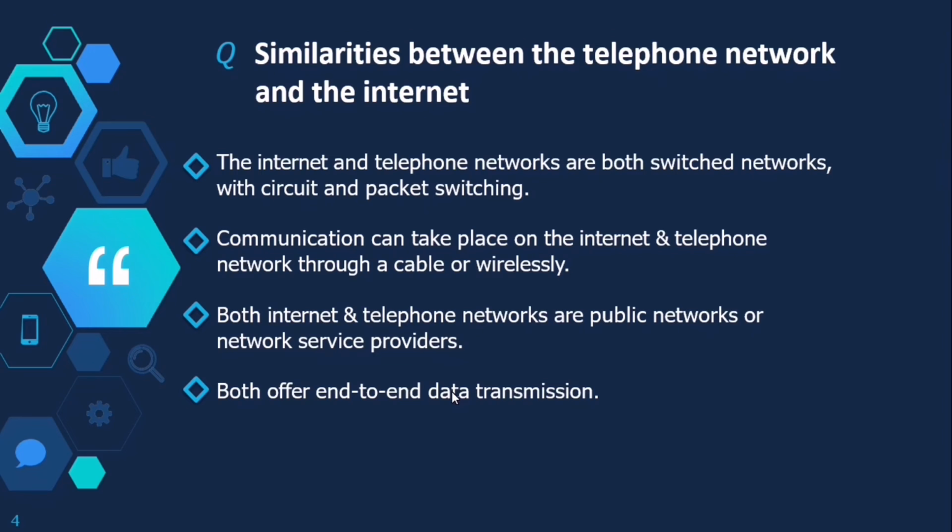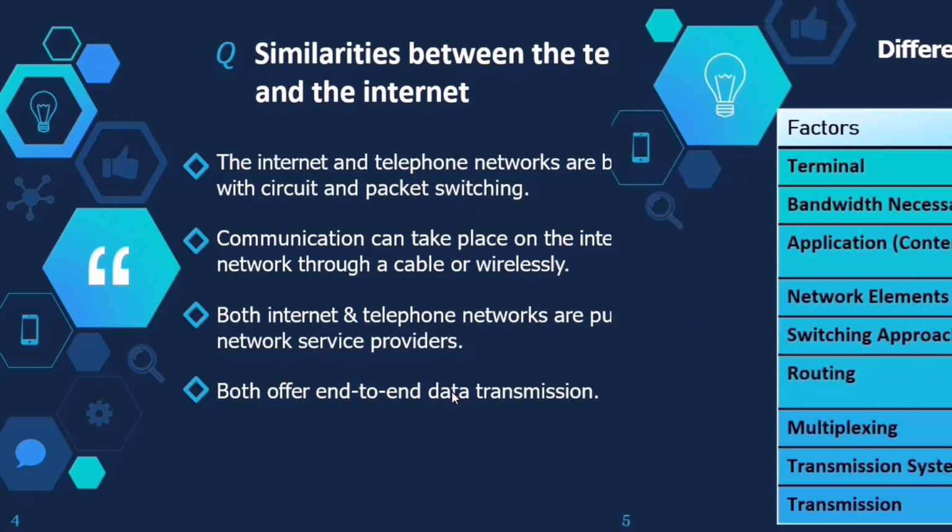Next, there are a few similarities between the telephone network and the internet. Number one, the internet and telephone networks are both switched networks with circuit and packet switching. Number two, communication can take place on the internet and telephone network through a cable or wirelessly. Number three, both are public networks run by network service providers. And lastly, both offer end-to-end data transmission.